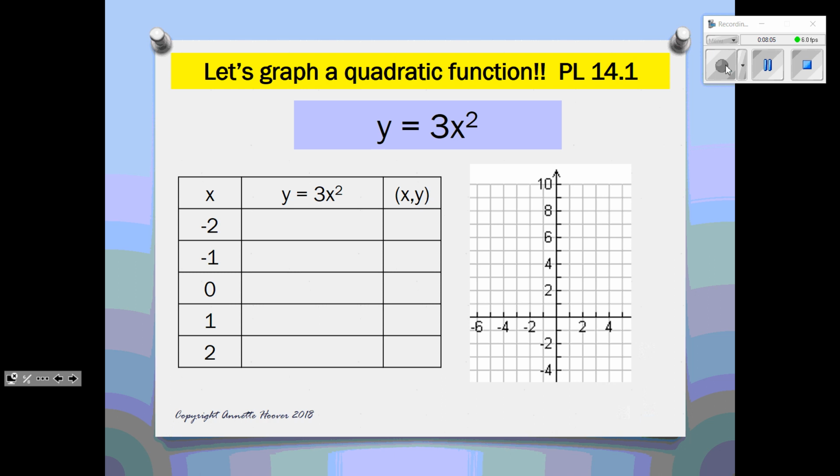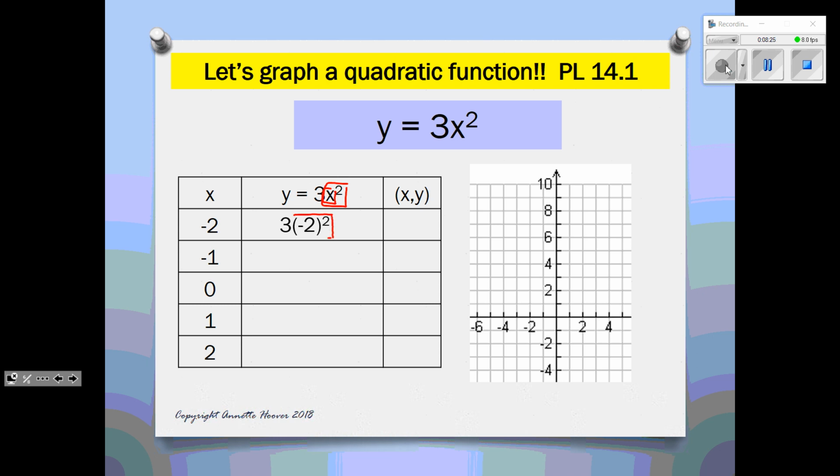Okay, so this one, if you're doing the assignment with me, is on Punchline 14.1, if you have it in front of you. So here we have our equations. We're going to plug in to x, and remember we're always going to do the exponent first. So if we plug in -2 to x, we have 3 times -2 squared.